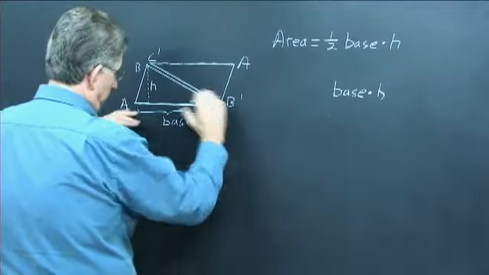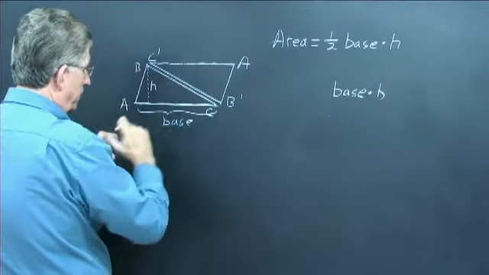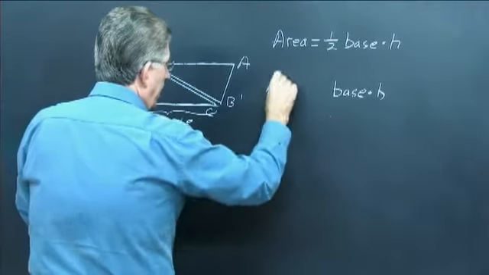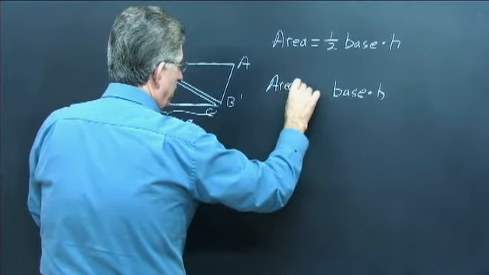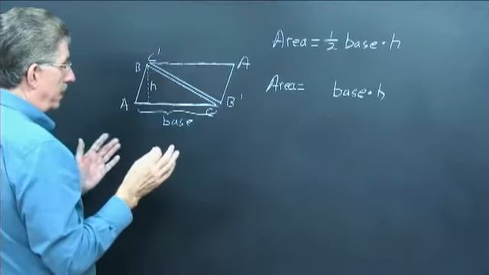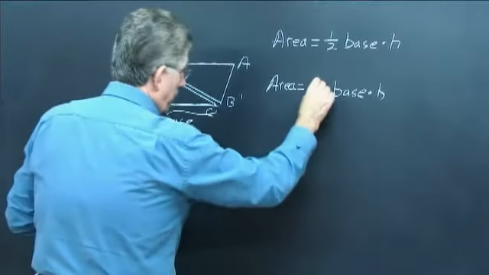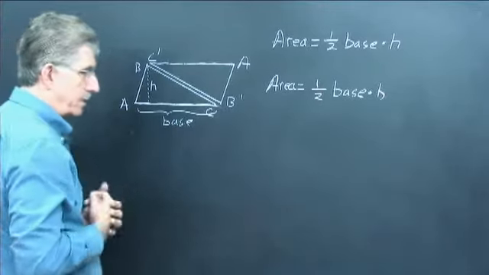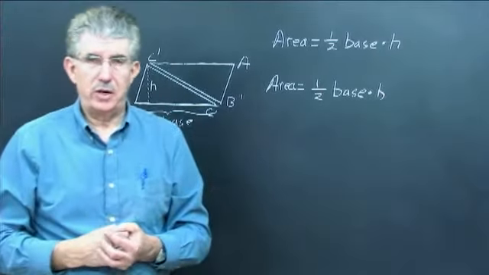So the base, now think of the whole parallelogram here with these two jammed together, times its height. But wait, our triangle is just half of that parallelogram. So that's why you throw the half in. It's half of the parallelogram that results by jamming these two triangles together. So there you have your formula.